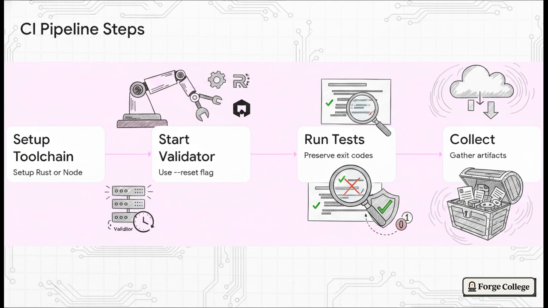Step 3, run the tests. Now pay close attention to this part. You absolutely must preserve your exit codes. If a test fails but your script just happily exits with a 0, your CI pipeline is just going to blindly think everything is totally fine. And finally, Step 4, collect the artifacts. The best part, the whole shebang runs automatically in the background on every single push.